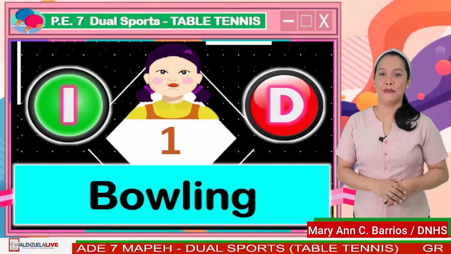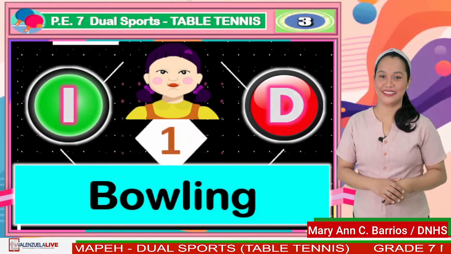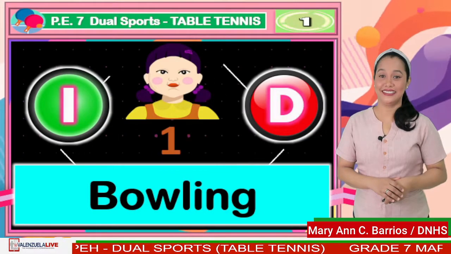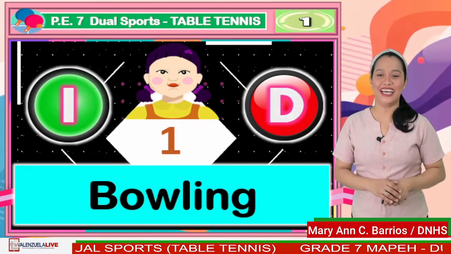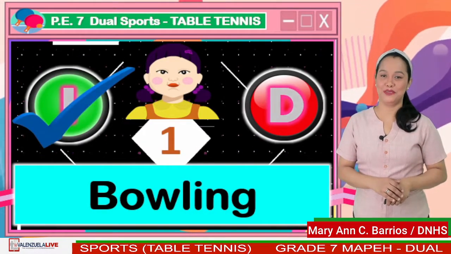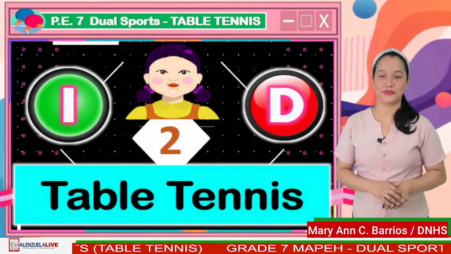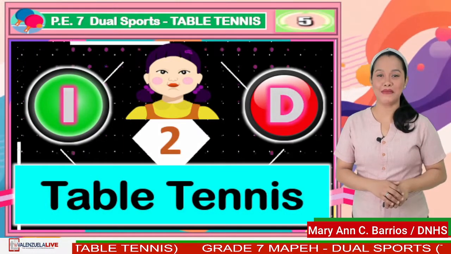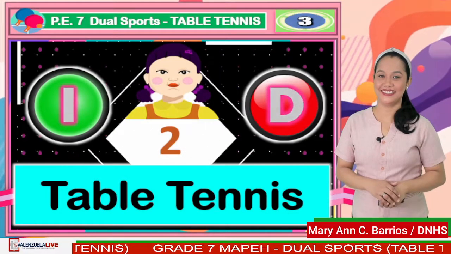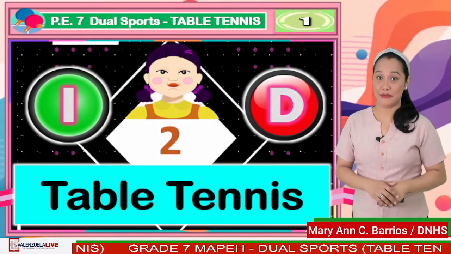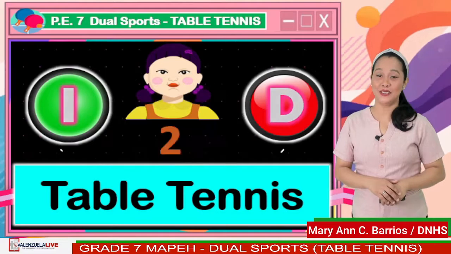Number 1. Bowling. Timer starts now. Time is up. The answer is correct, green light, individual sport. Good job! Next number, number 2. Table tennis. Timer starts now. Time is up. The answer is nice, red light, dual sport.